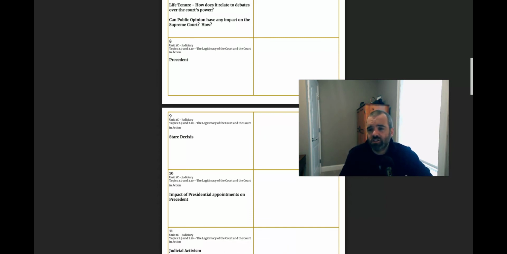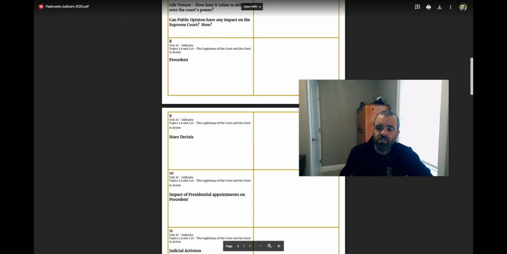Now, when Supreme Court judges make decisions, they obviously interpret the Constitution based on their judicial philosophy, which we'll get at, but they use what is known as precedent. Precedent is simply the idea of using prior decisions as guidance when making decisions on cases on similar issues.